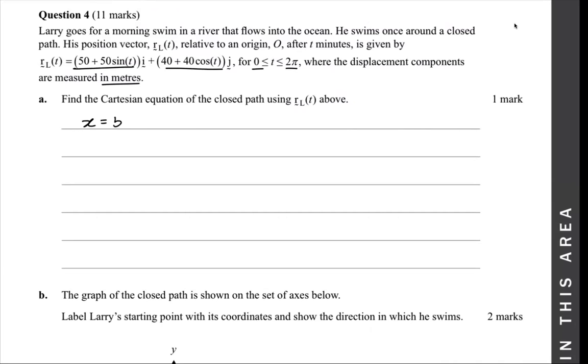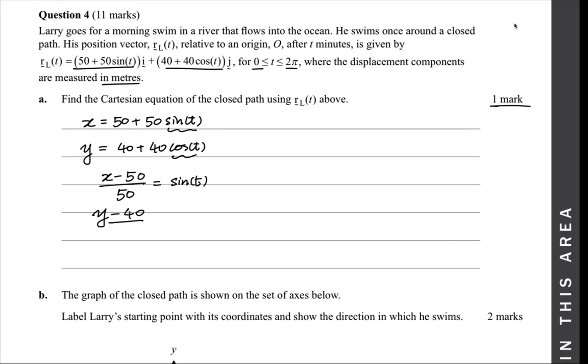So x equals 50 plus 50 sine t. y equals 40 plus 40 cosine t. Only one mark, so the correct answer matters, all right? Basically, you just isolate the sine t and cosine t terms. By looking at x minus 50 divided by 50 equals sine t. y minus 40 divided by 40 equals cosine t. Note that cosine squared t plus sine squared t equals 1.